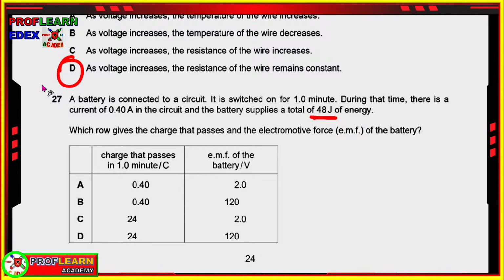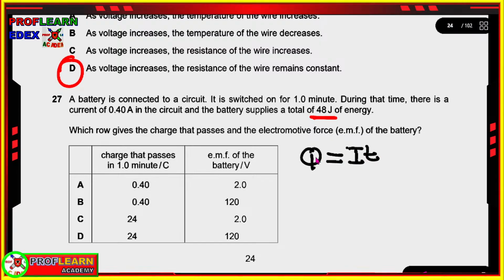How are we going to go about it? What are we going to do in order to work this out? So we can say charge is equal to I times T.